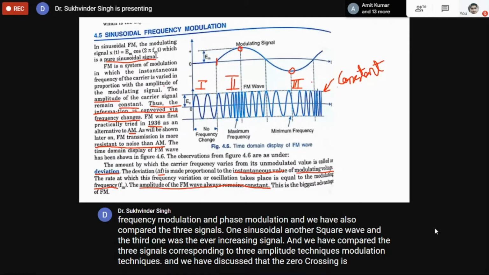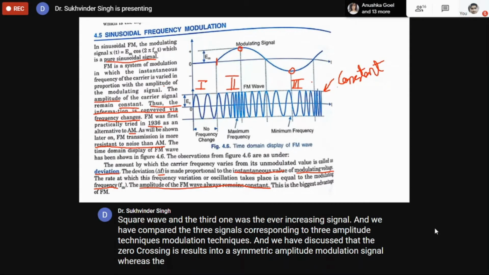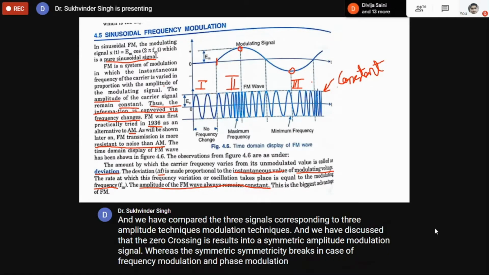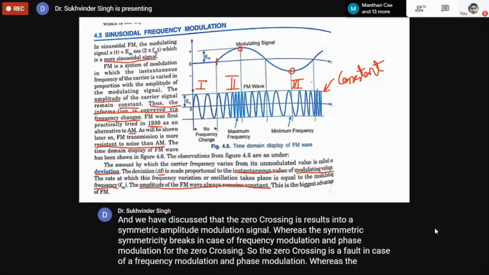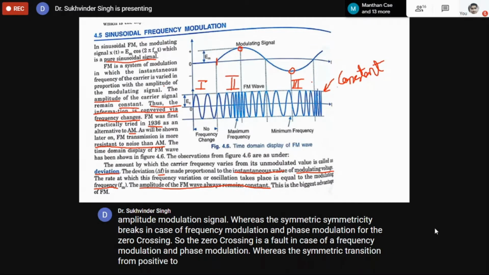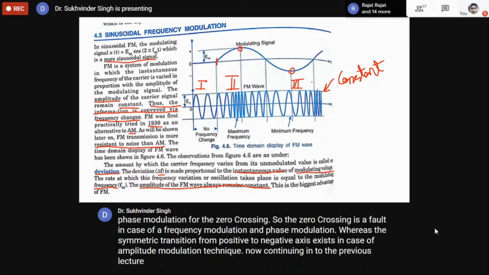results in a symmetric amplitude modulation signal, whereas the symmetry breaks in the case of frequency modulation and phase modulation for the zero crossing. So the zero crossing is a fault in frequency modulation and phase modulation, whereas the symmetric transition from positive to negative axis exists in amplitude modulation. Now, continuing from the previous lecture, let us discuss one more way to represent this symmetry in frequency modulation, phase modulation, and amplitude modulation techniques.